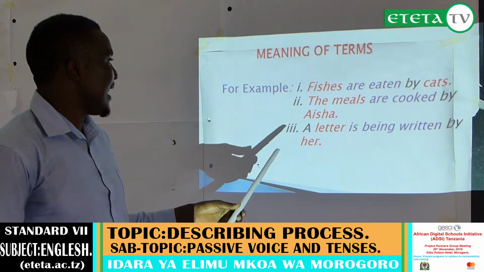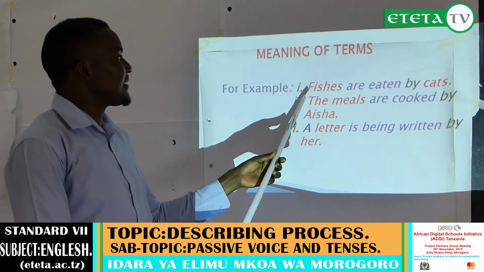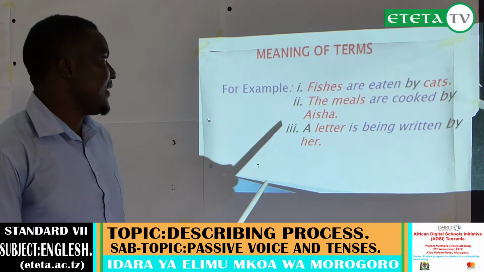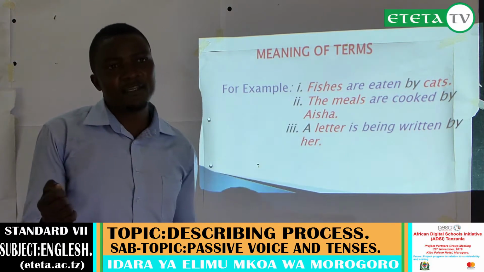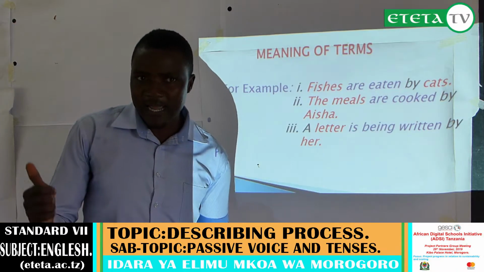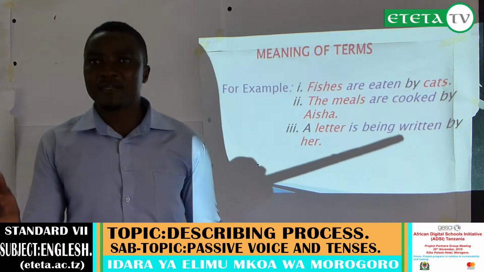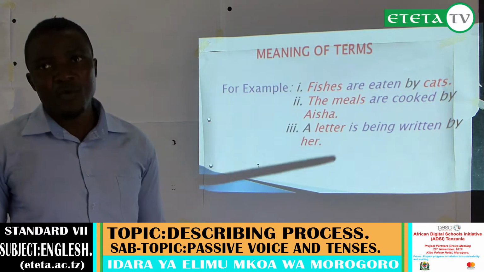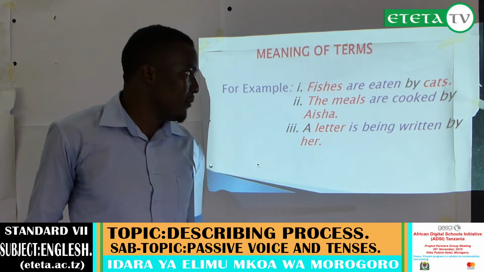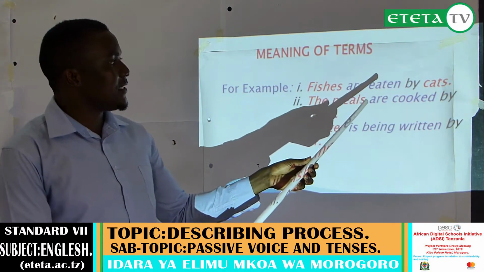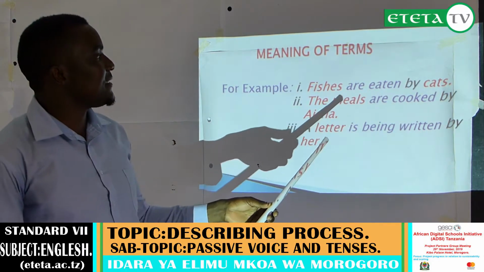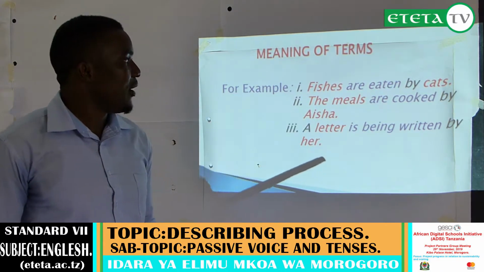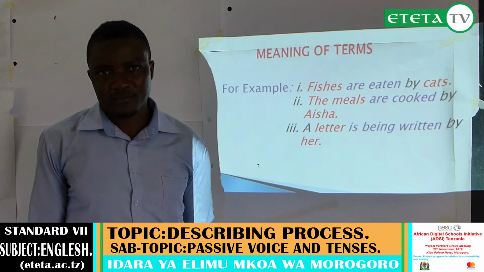We have fishes. This is the subject of the passive voice, and these fishes are receiving the action. So fishes act like the receiver of the action, denoted by the helping verb are and the main verb eaten in past participle form. And then we have cats. The cat is the objective of the passive voice.